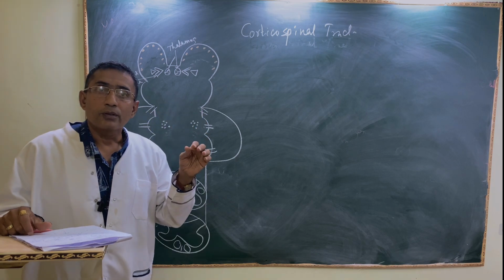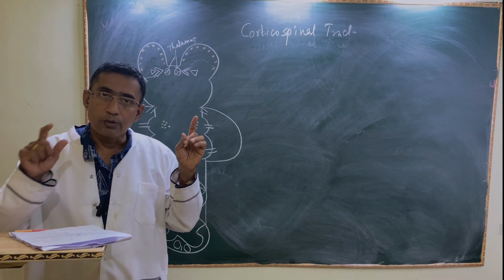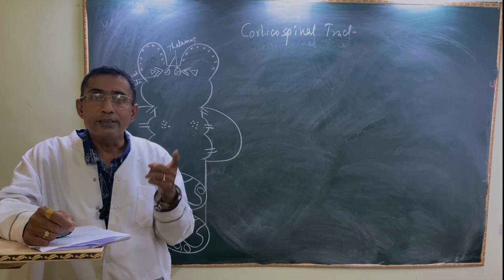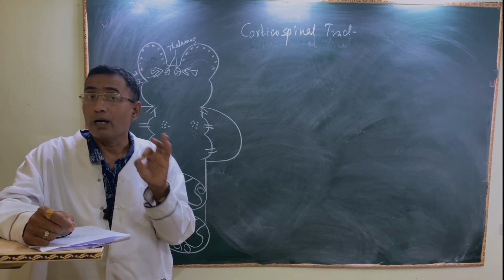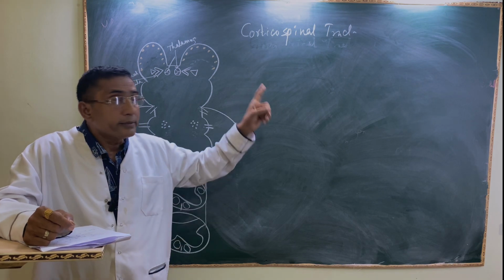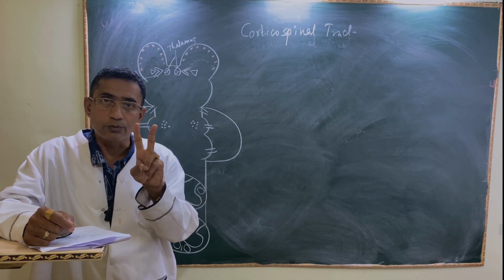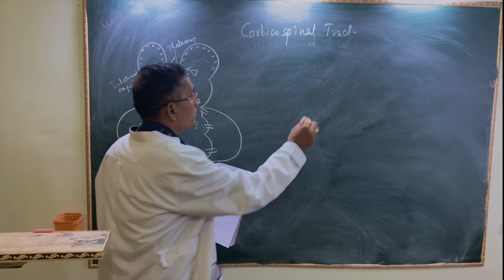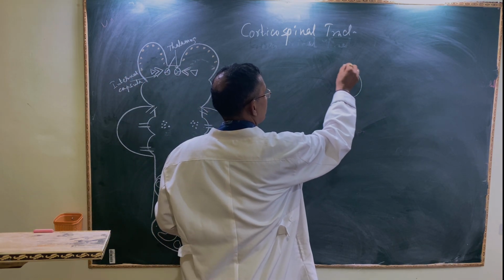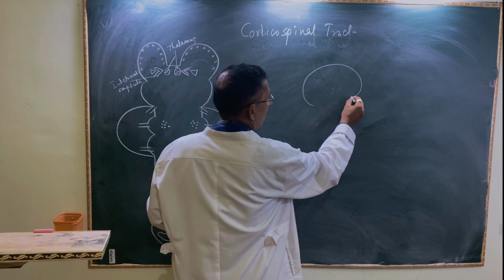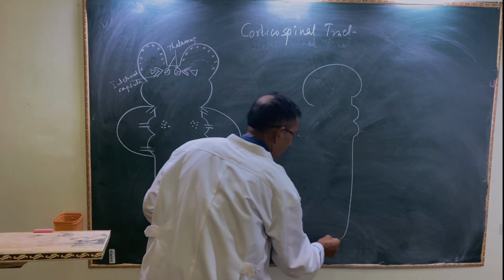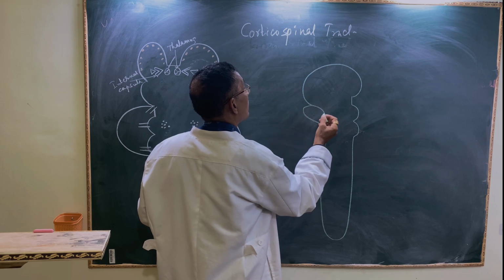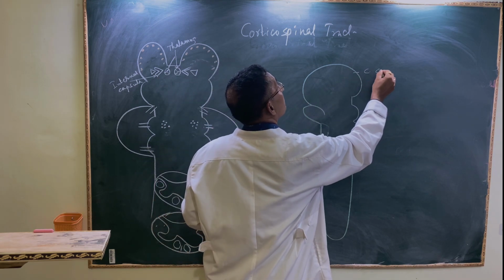So if you have followed my discussion, my lecture on descending tract, already I have explained about upper motor neuron and lower motor neuron. So the whole tract is made up of two neurons. One is upper motor neuron, another is lower motor neuron. Let us see the diagram here. This is the cerebral cortex.